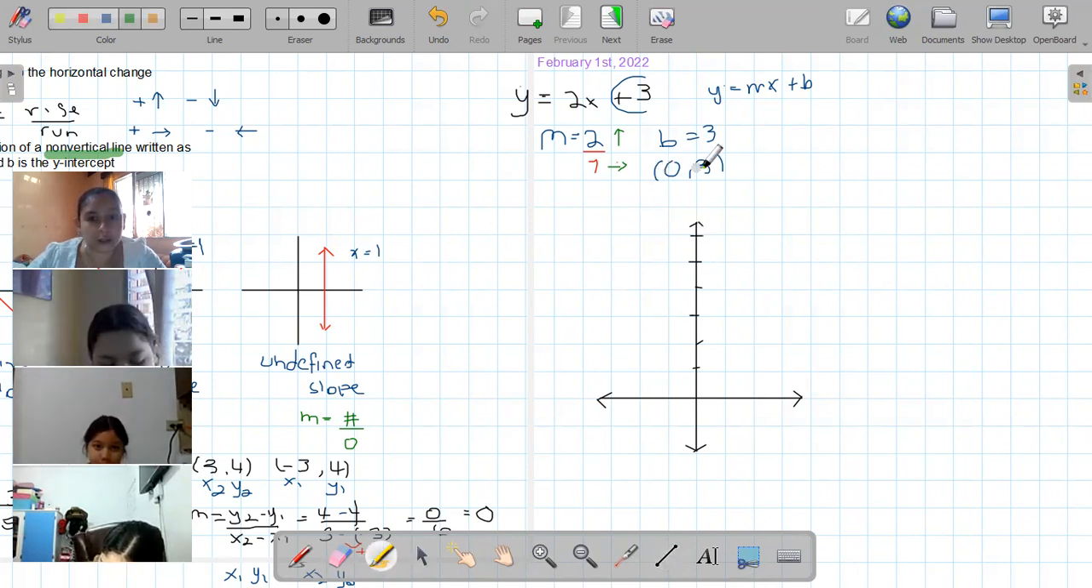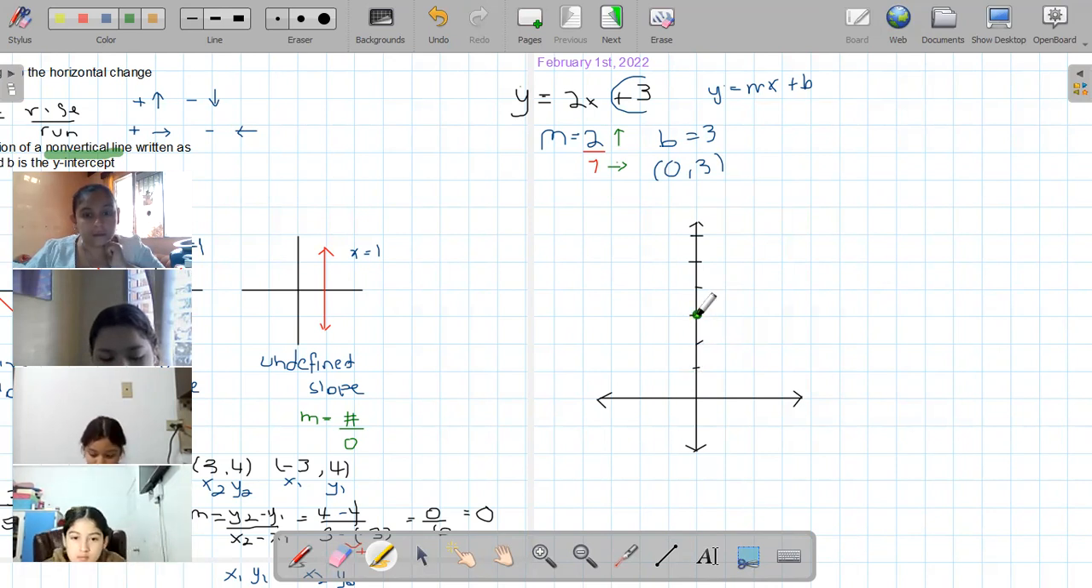I'm graphing this point, 0, 3. Since it is the y-intercept, it is a point on the y-axis, in this case, on 3. 1, 2, 3. Over there. Okay, so now what do?